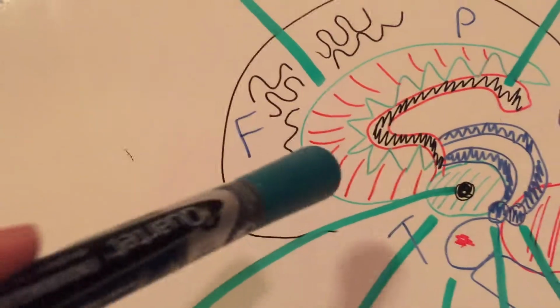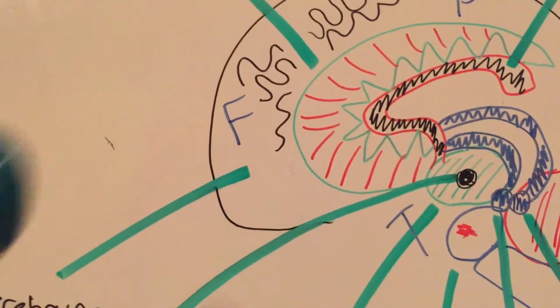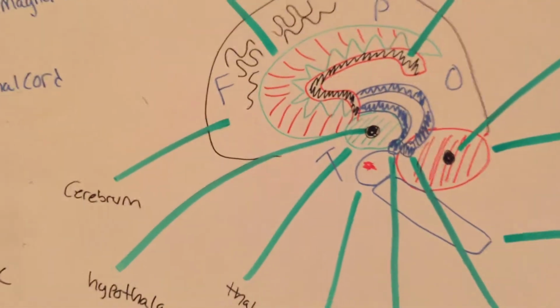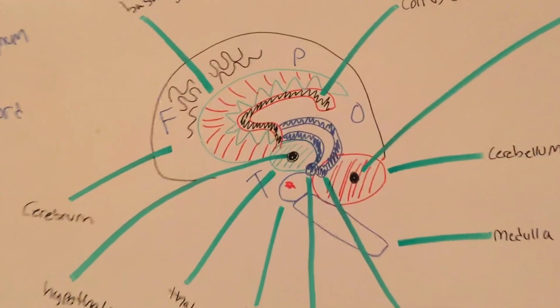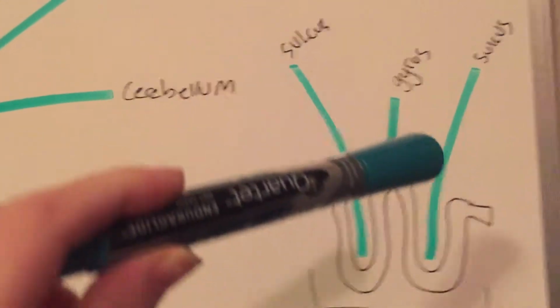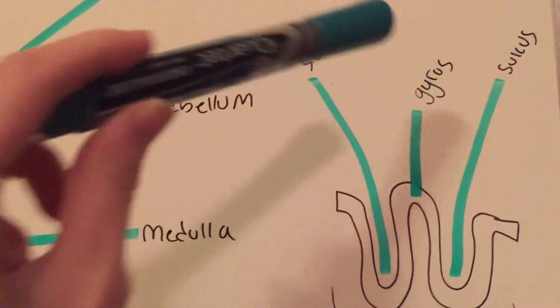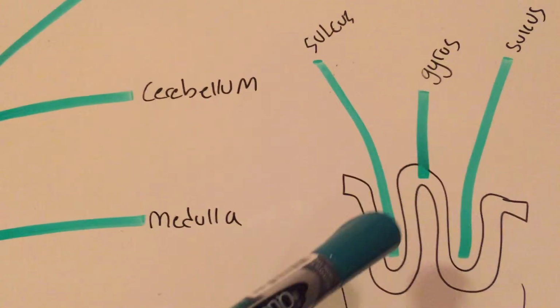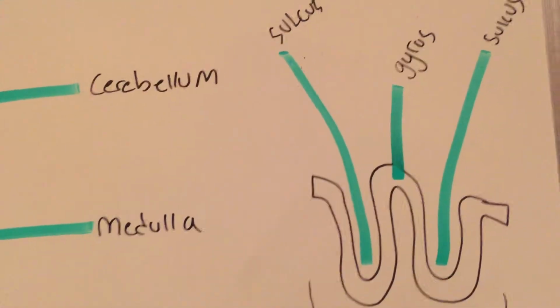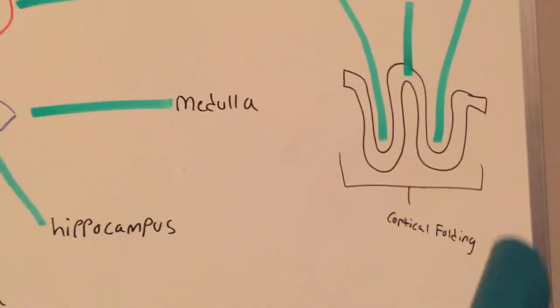Here you can also see I've drawn a lot of little squigglies. These squigglies are known as cortical folds, and cortical folding itself is known as gyrification. If you come over here and take a look at this, the top part of the fold is the gyrus, and the spaces in between are called the sulcus, or the gyri and the sulci. And this is cortical folding.